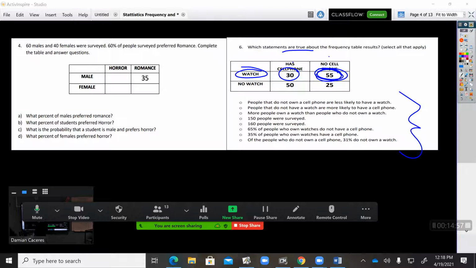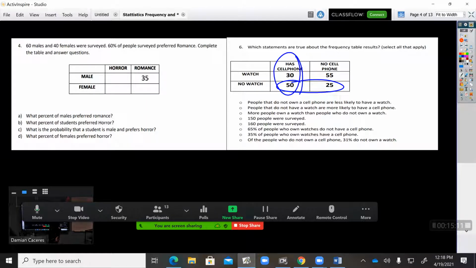Also, let's look at the bottom part here. On the bottom part, what conclusion can we come up with? That just tells you that if you don't have a watch, you definitely have a cell phone. How do you know? Because the number's 50 there compared to 25.